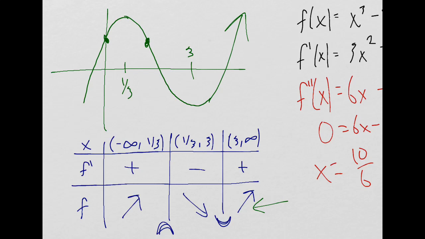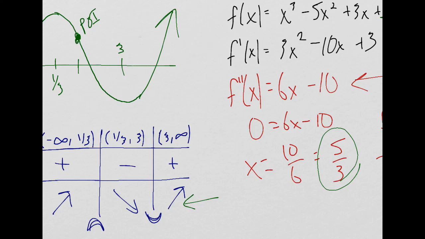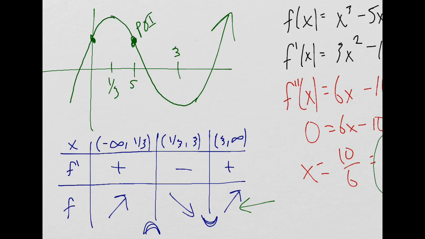Looks like my point of inflection, the change in concavity, is right there. So I'm going to write POI, and then come down here and label that as this x-coordinate right here, 5/3. You should see that it's not really to scale at all, but whatever. It doesn't say draw a graph to scale, it just says sketch a graph.